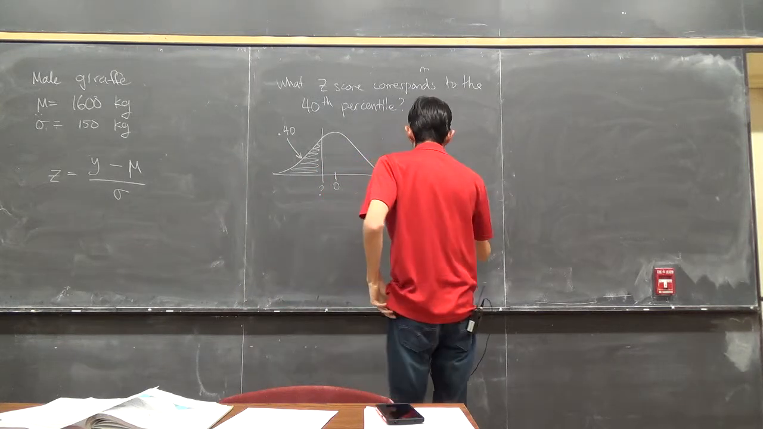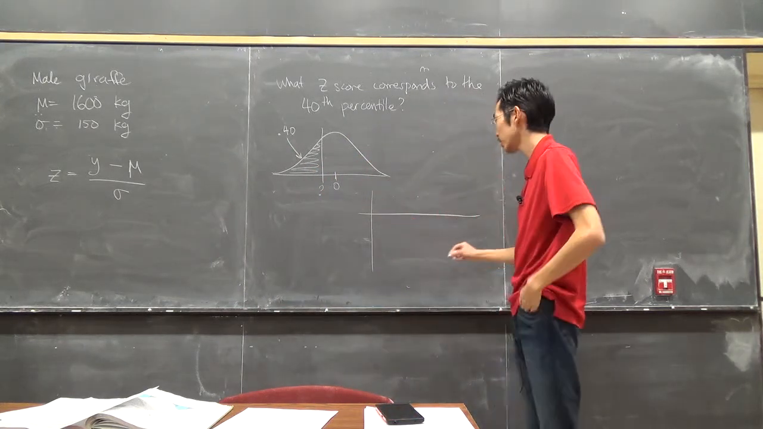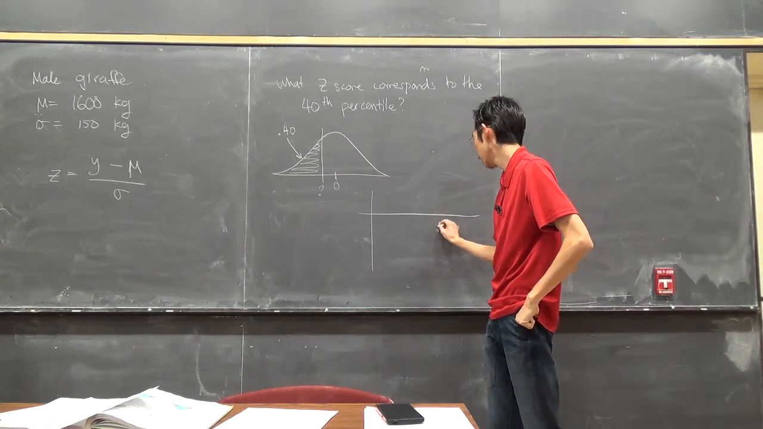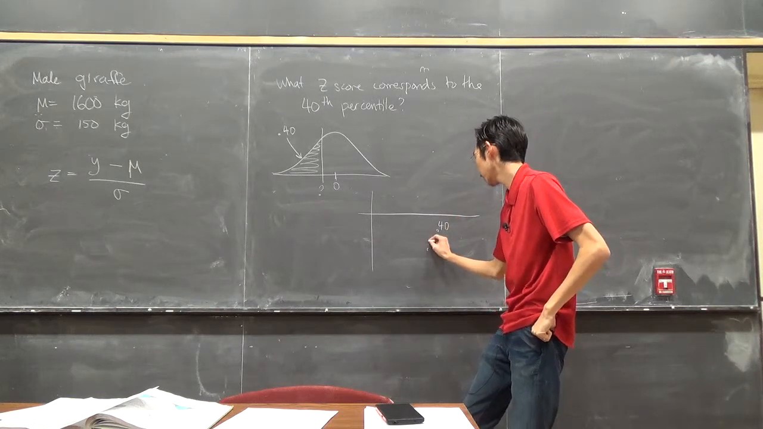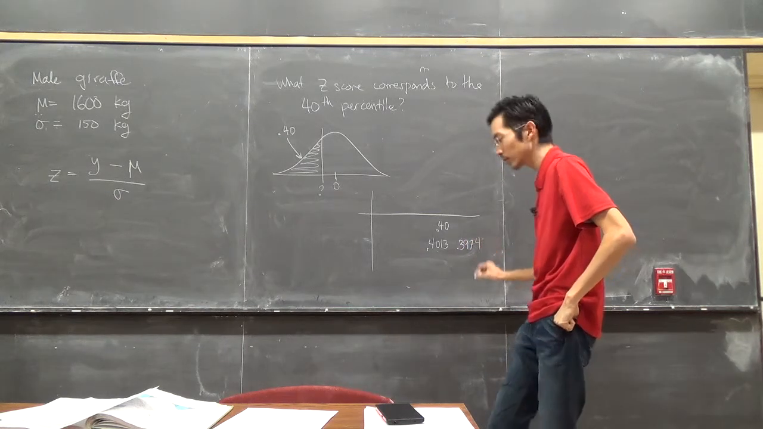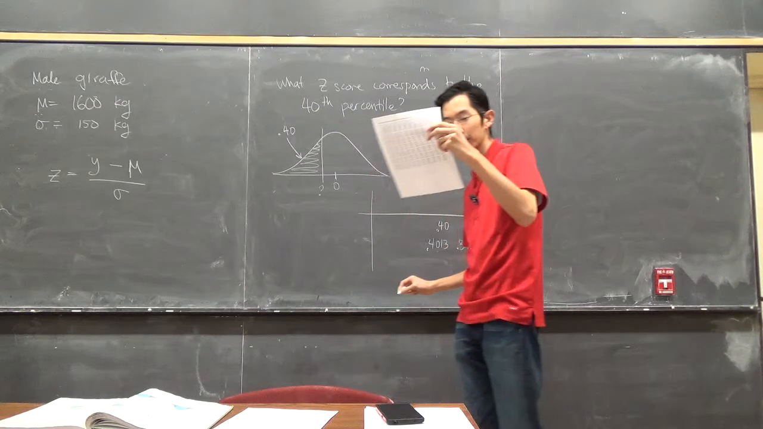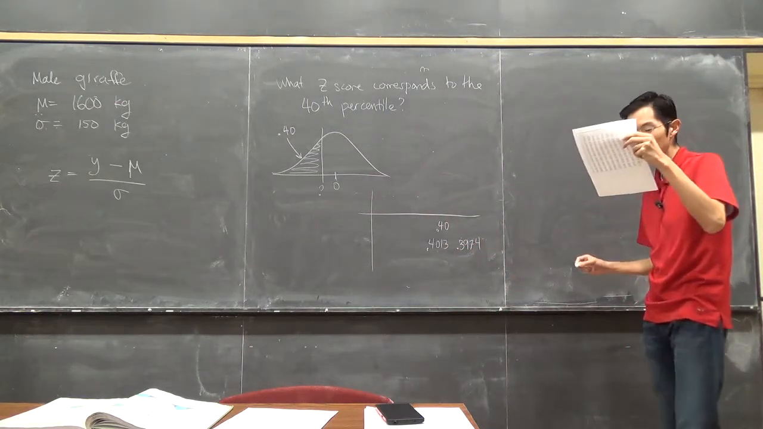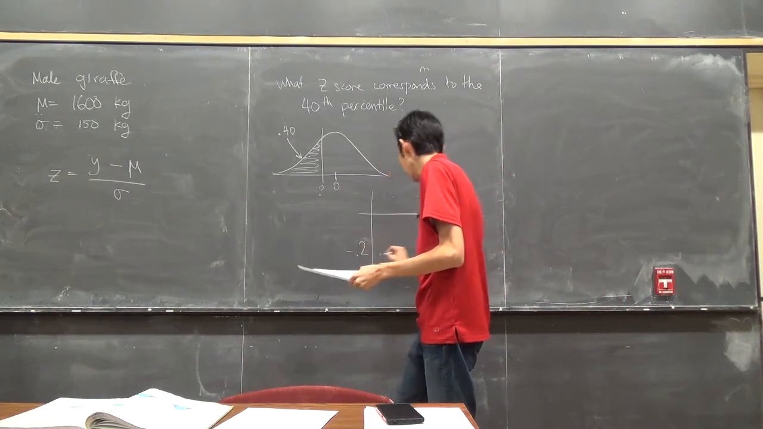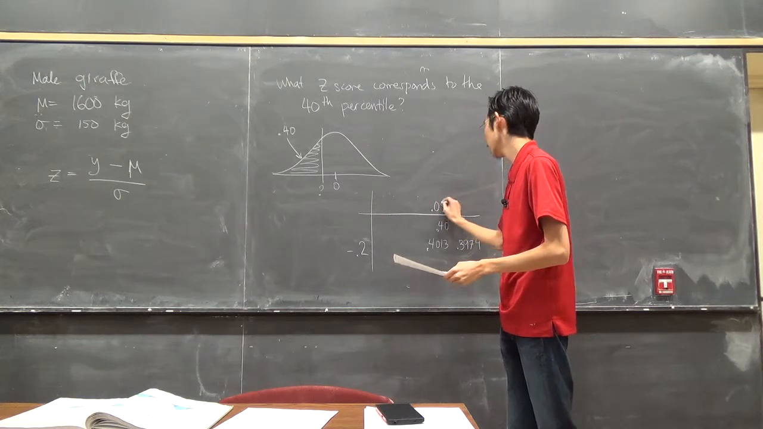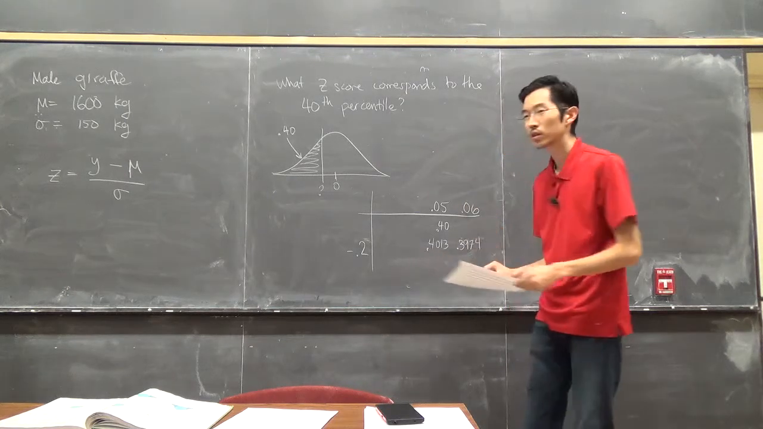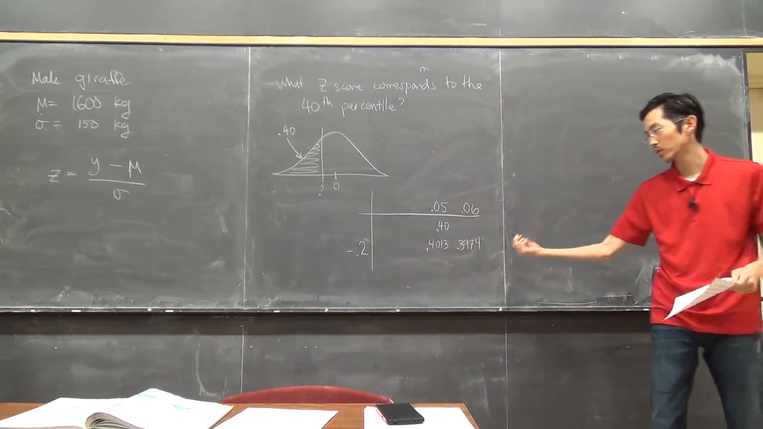What you will find is that you will not find exactly 40%. You're looking for a number close to 0.40, but you won't find exactly 0.40. On the negative side of your table, you will find 0.4013 and 0.3974. 0.4013 corresponds to a z-score of negative 0.25, and 0.3974 corresponds to negative 0.26. So we're faced with a choice, and we have to choose one of these numbers.